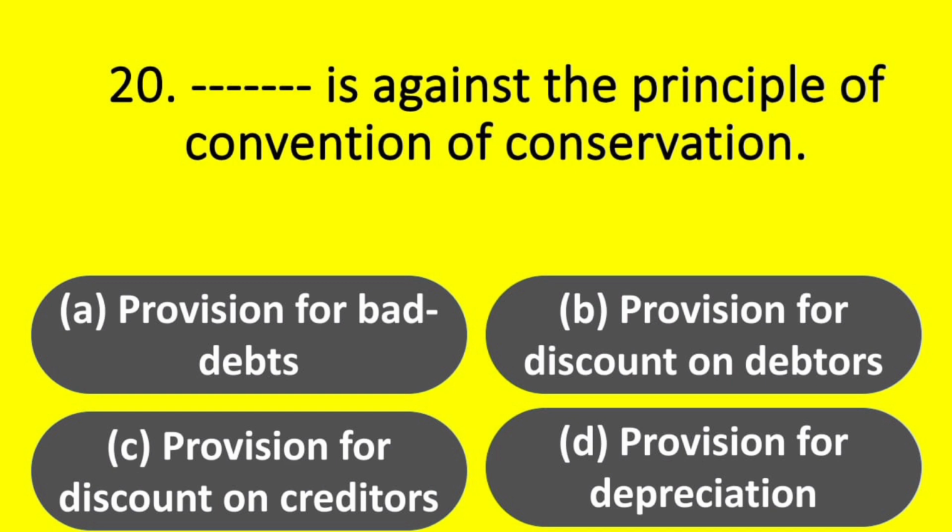Question: dash is against the principle of convention of conservatism. Options: A, provision for bad debts; B, provision for discount on debtors; C, provision for discount on creditors; D, provision for depreciation. Answer: C, provision for discount on creditors.